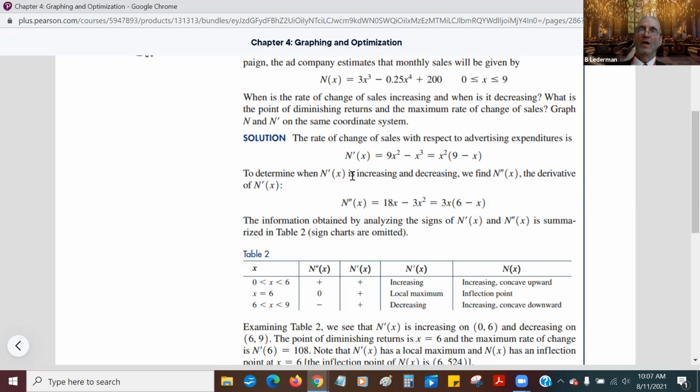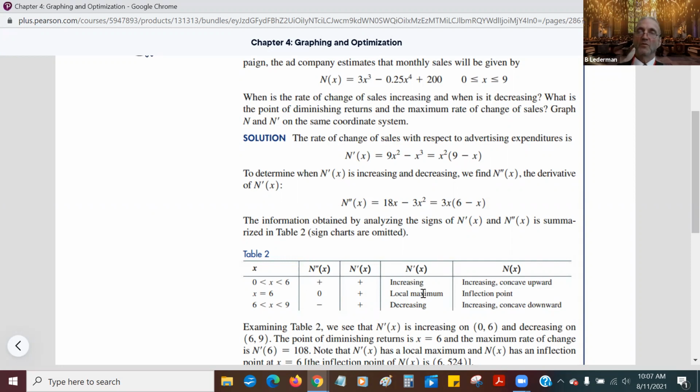To determine when N' is increasing and decreasing, we find N''. That's the derivative of N', and that comes out to be 18x - 3x^2, which is 3x times (6 - x). Now we want to analyze all the signs. Between 0 and 6, N'' is positive and N' is positive, which means N' is increasing, N is increasing, and because N'' is positive, the graph is concave up.